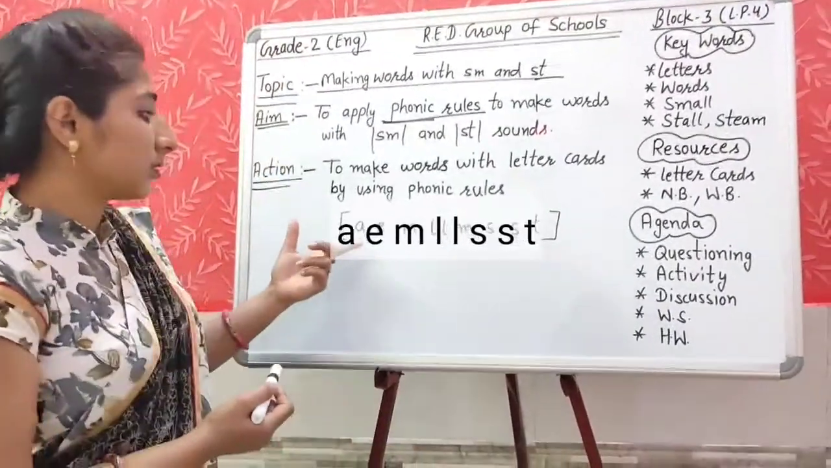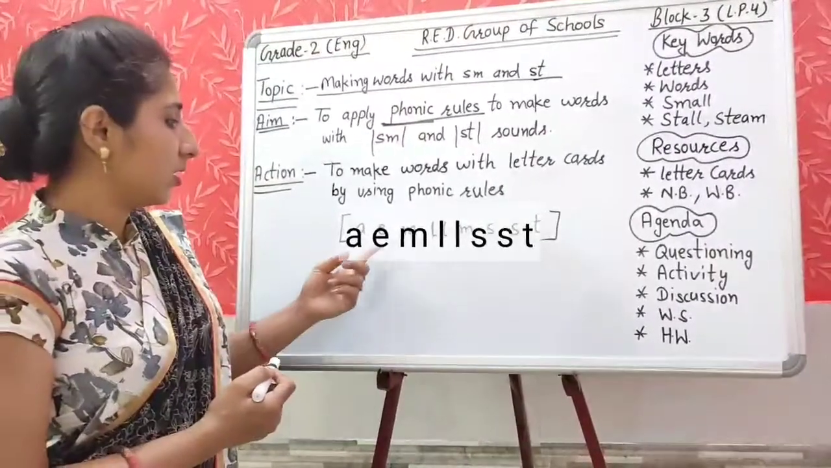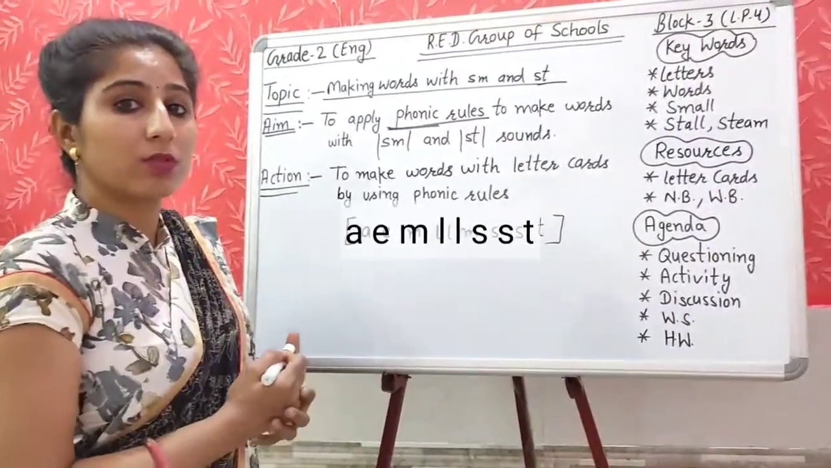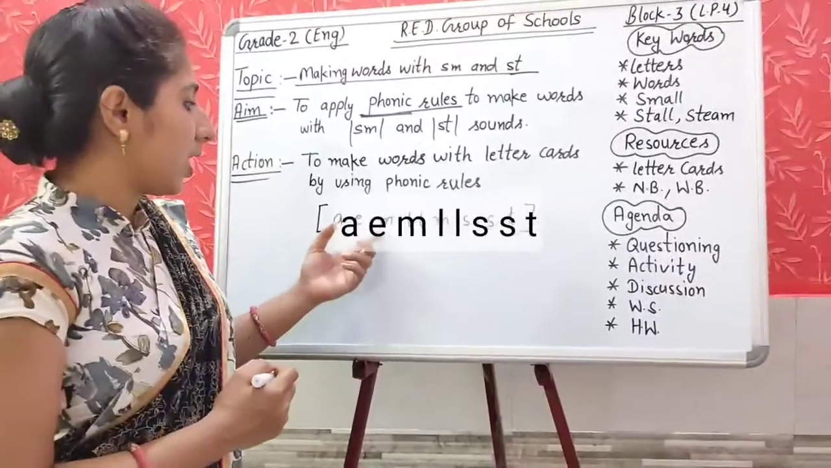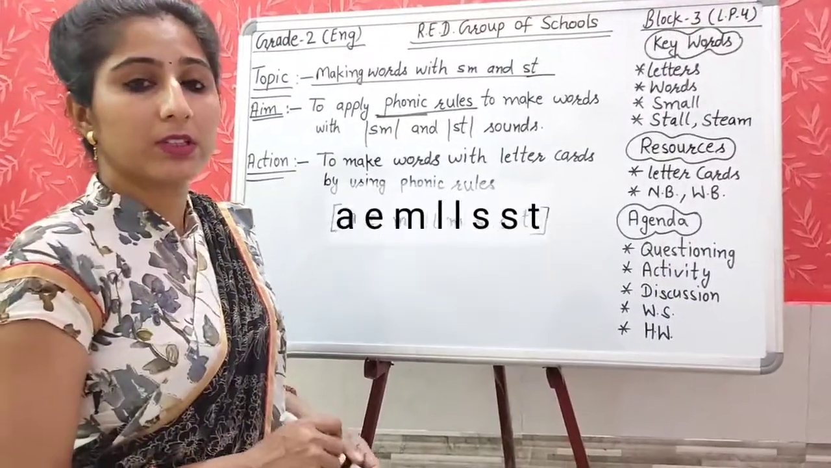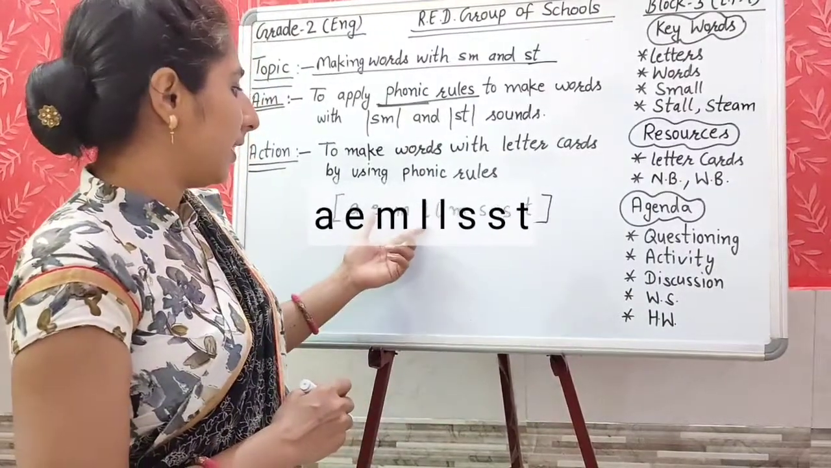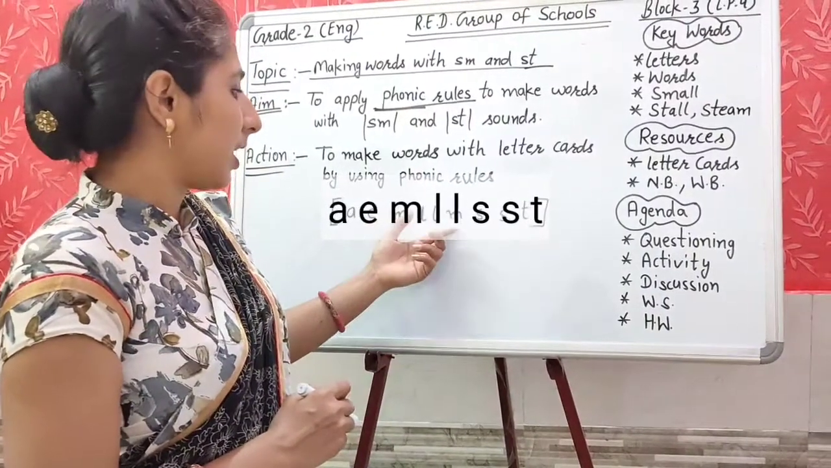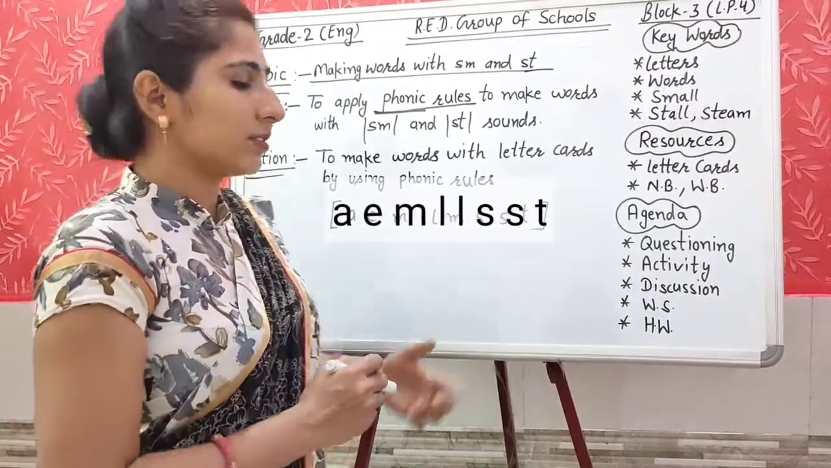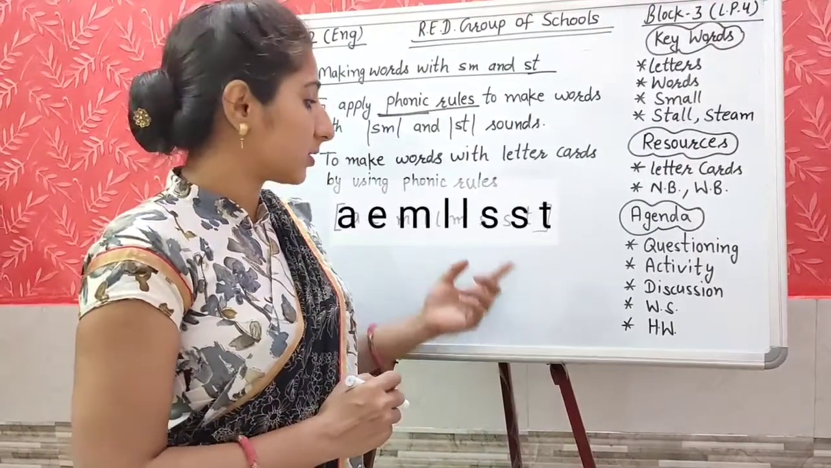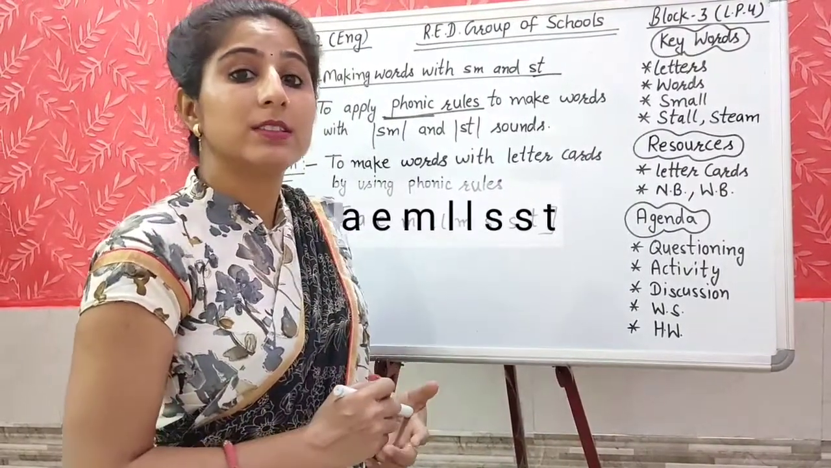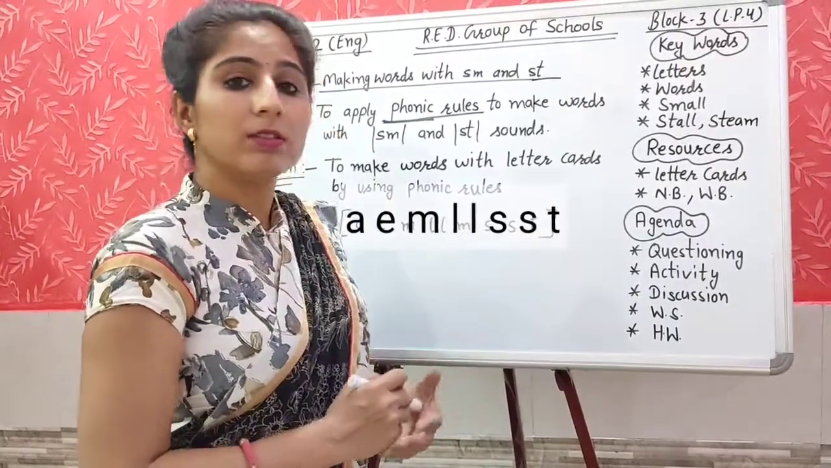For example, the sound of A, E, A. The sound of E, A. M. What is the sound of M? L, L, M, S. What is the sound of S letter? S. What is the sound of T?